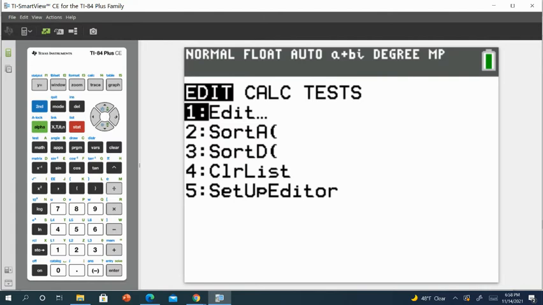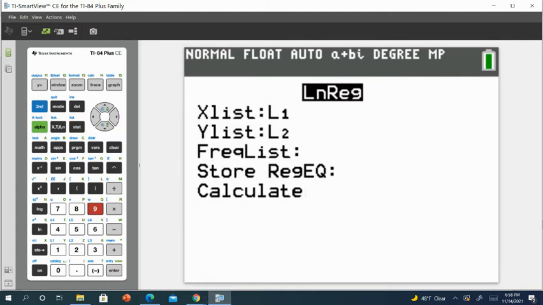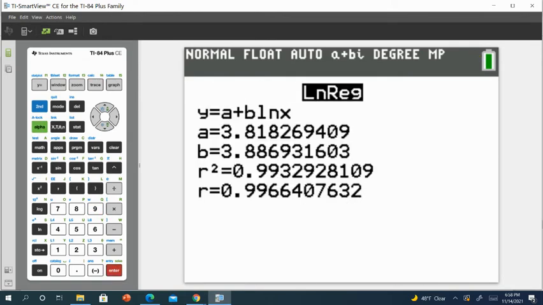I'm going to go to stat, calc. It asks me to create a log, which is number 9. Enter, enter, enter. Alpha trace. Enter, enter, enter. So notice your equation here. It says y equals a plus b times the natural log of x. And it gives you the value of a, 0.818. The value of b is 3.887. And then your r squared is 0.993. That's interesting. It's a very strong relationship here.